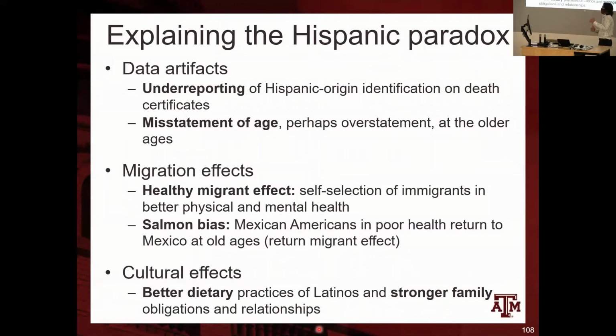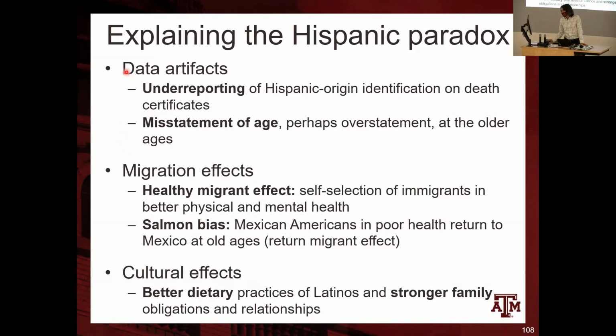What are some of the reasons, or what are the possible explanations about why we see better life expectancy at birth among the Hispanic population compared to the non-Hispanic white population? There are three major groups of explanations: methodological effects, migration effects, and cultural effects.